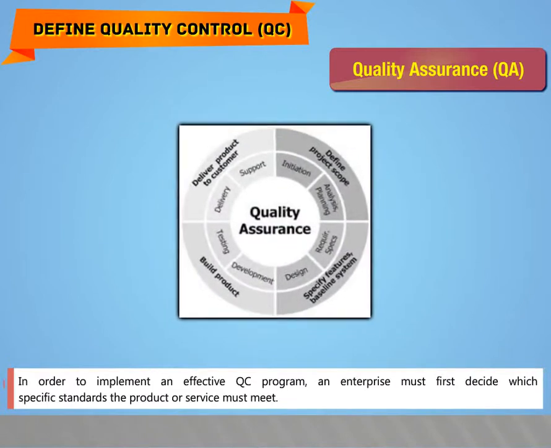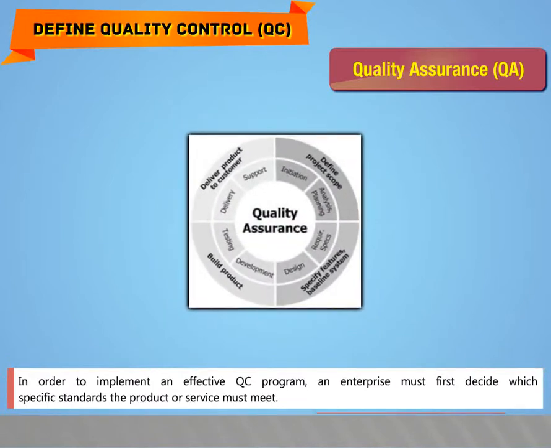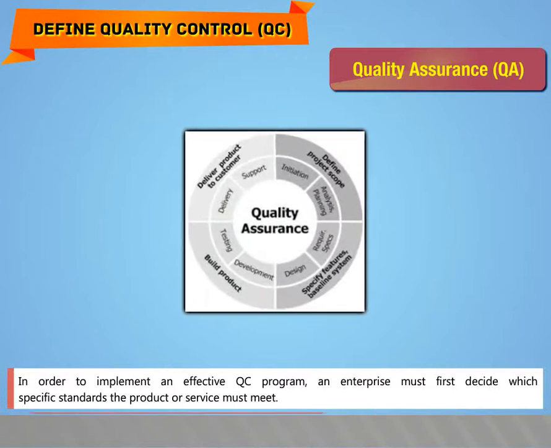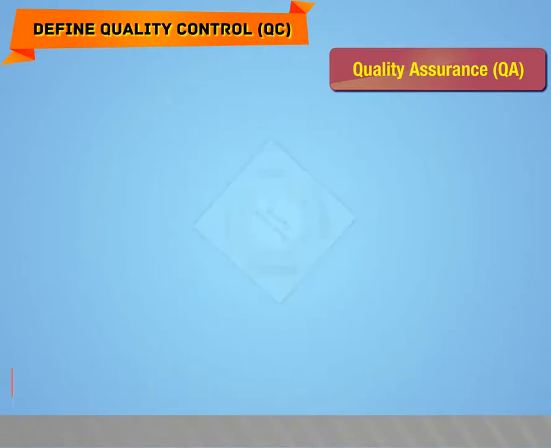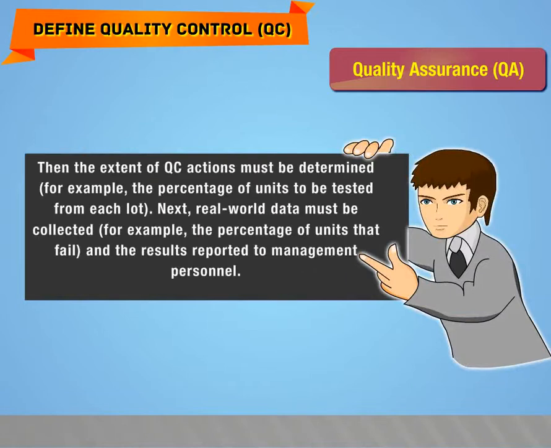In order to implement an effective QC program, an enterprise must first decide which specific standards the product or service must meet. Then the extent of QC actions must be determined, for example, the percentage of units to be tested from each lot. Next, real-world data must be collected, for example, the percentage of units that fail, and the results reported to management personnel.